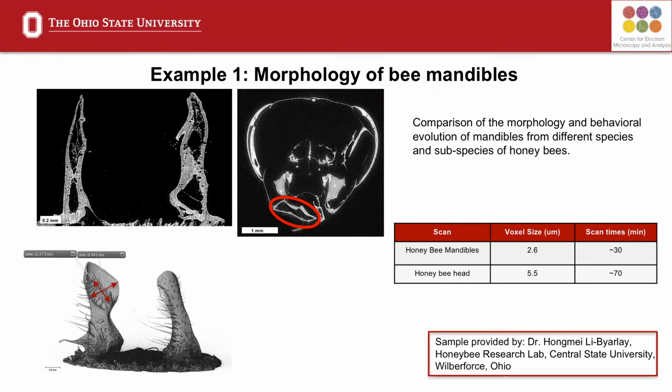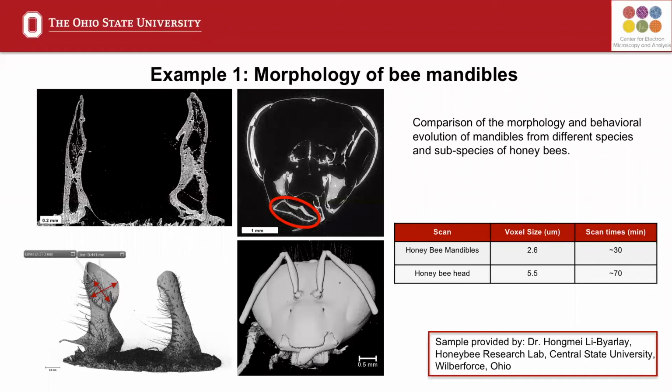On the previous slide, you saw a short animation sliding through the Z slices of the tomogram from the bee head. And this is a volume rendering that you saw also previously of the data set. Having the scan of the whole bee head allows Hongmei to gain information not just about the mandibles, but the overall head structure of the bee.